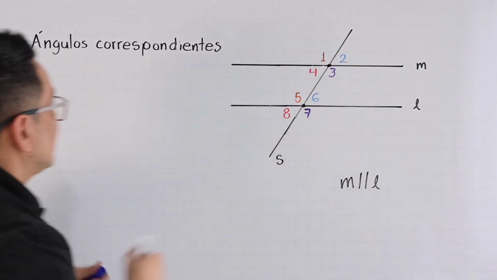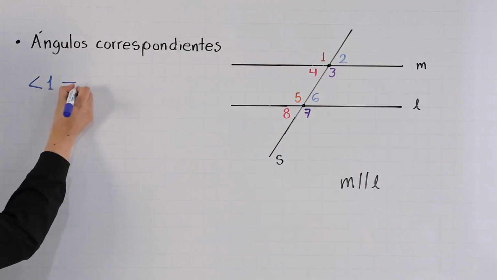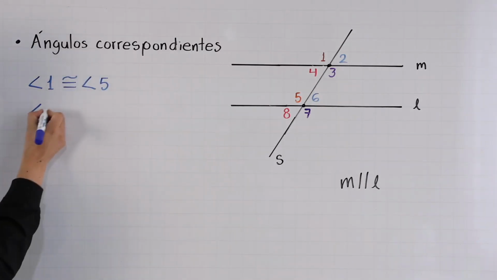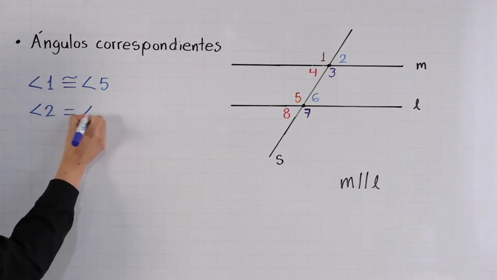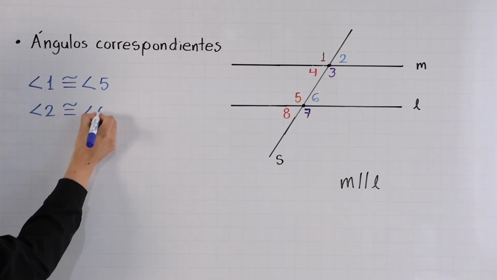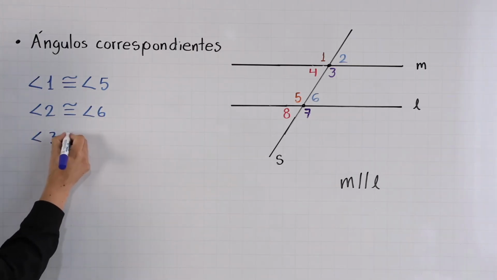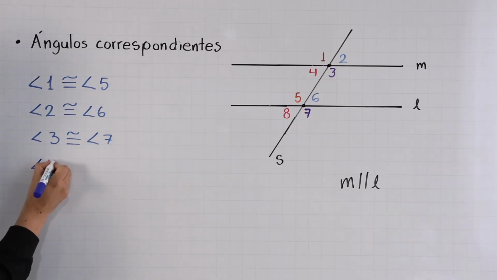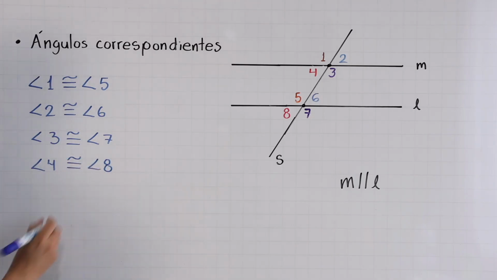So come on, let's write that down then. We write that angle 1 is congruent with, who did we say? Angle 5. Then we remember that angle 2 is congruent with angle 6, right? Let's see, I missed it here. There it is, with angle 6. Then angle 3 is congruent with angle 7. And finally, angle 4 is congruent with angle 8. There we go. Now we also have these other relationships.